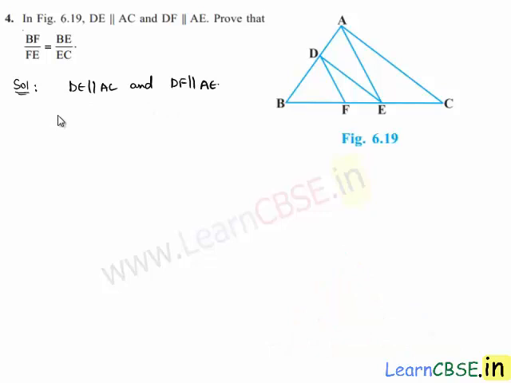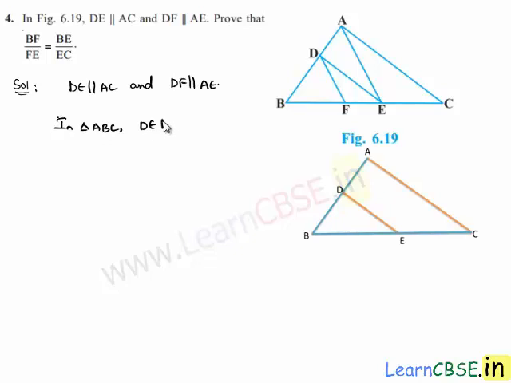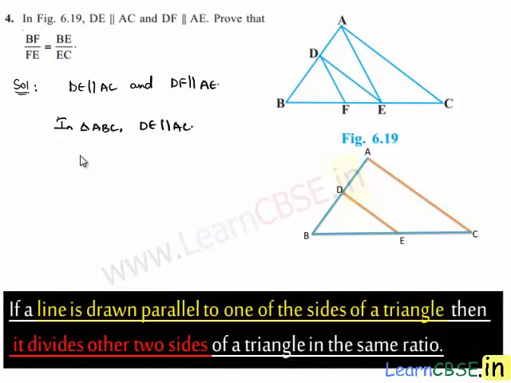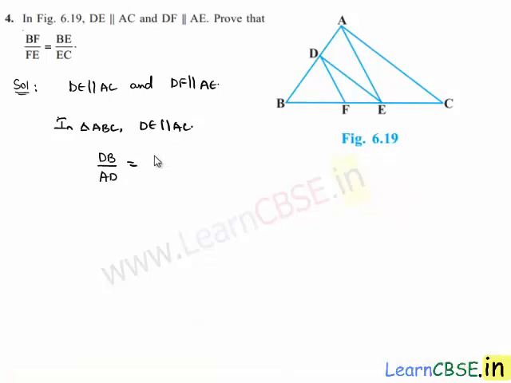So now, in triangle ABC, DE is parallel to AC. Then by application of basic proportionality theorem, we can say that DB by AD is equal to DE by EC. Let it be as equation number 1.